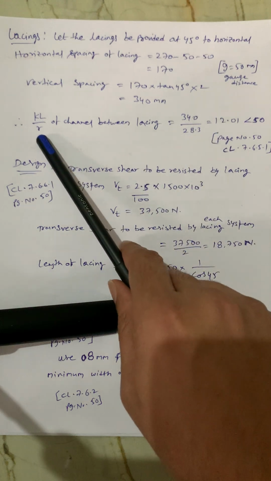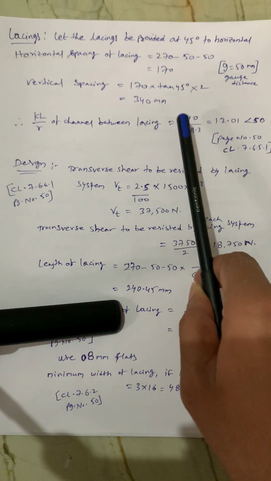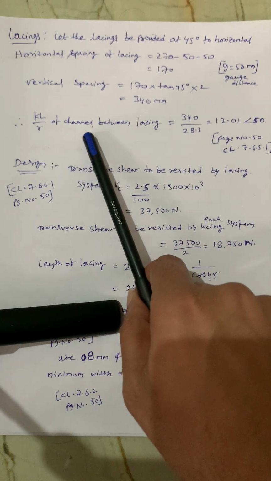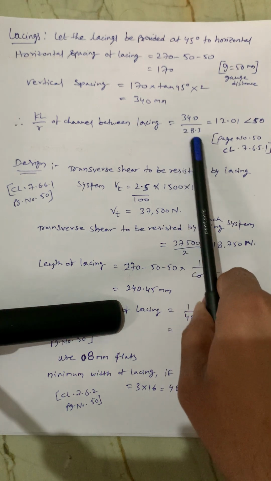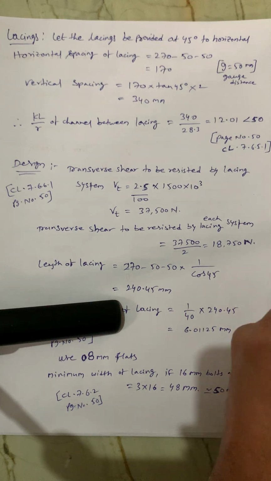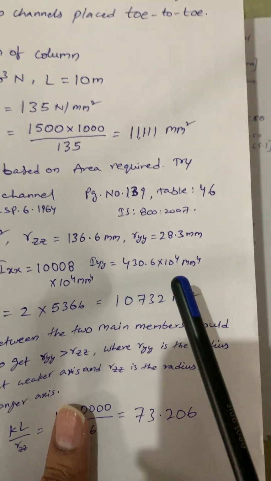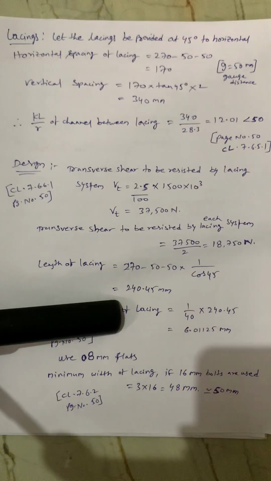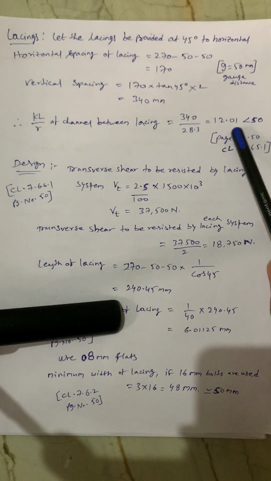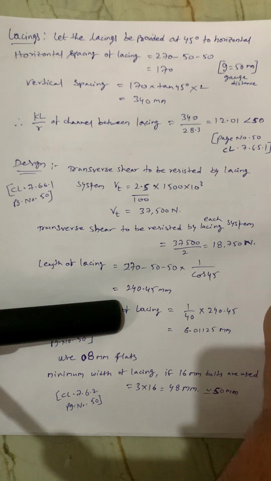Again, we have to consider the slenderness ratio KL by r of the channel between lacing. That is 340, the vertical spacing, by 28.3. For this r value, I have shown you ryy, that is 28.3, the radius of gyration. So I got 12.01, which is less than 50. This is also specified in the code on page number 50, clause number 7.6.5.1.